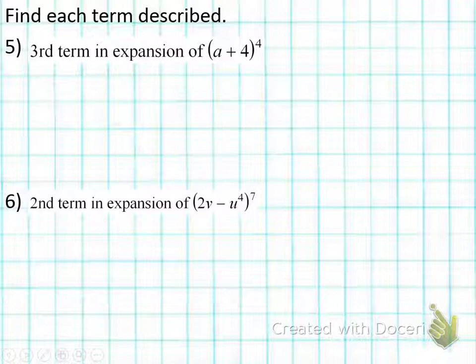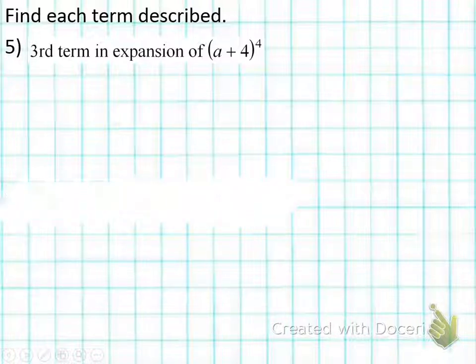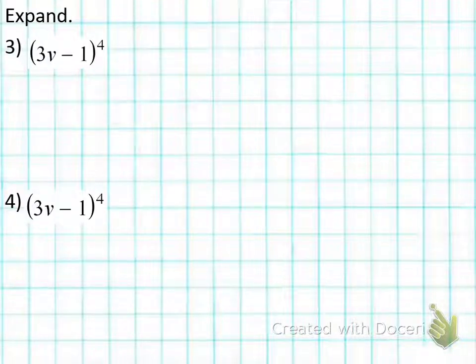So here we go. Oh wait, that's not what I wanted to give you. Here we go. Number 3. So let's do number 3 together. And then have a new number 4. So number 3, here we go. So we got 3v minus 1, all raised to the 4th power.